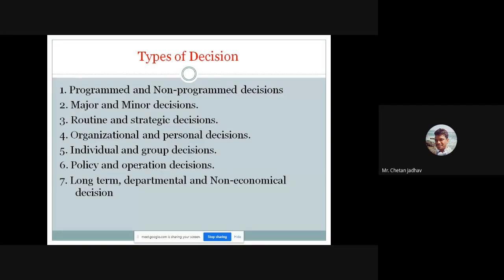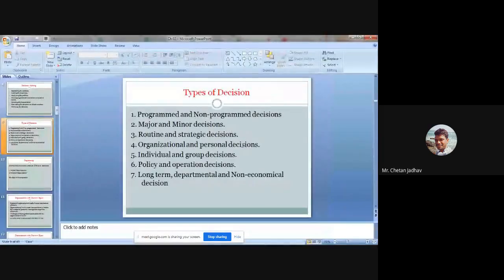Then policy decisions, then operation, long term, departmental and non-economical decision. So there are different types of decision. So the organization has to ensure that every type of decision is given to the correct authority. Otherwise there will be some miscommunication in taking the decision, for which position, which person is taking the decision. That can create some misunderstanding between everyone. So again we will go towards one short video, and then we will move towards the next part.